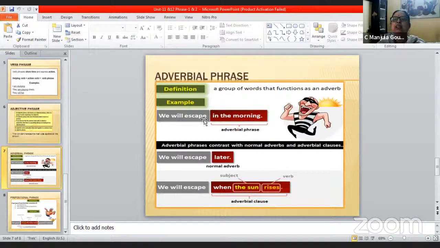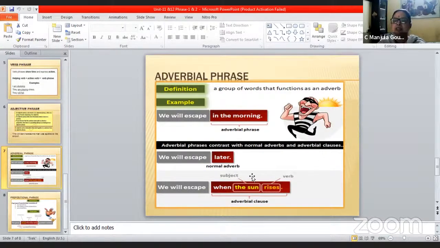What is the activity that they are doing? They are trying to escape. So the word escape here is the verb. That is the action that is being done by them. So that's the reason it is called adverbial phrase over here, right? Now look at the second sentence that's given there. Adverbial phrases contrast with normal adverbs and adverbial clauses.